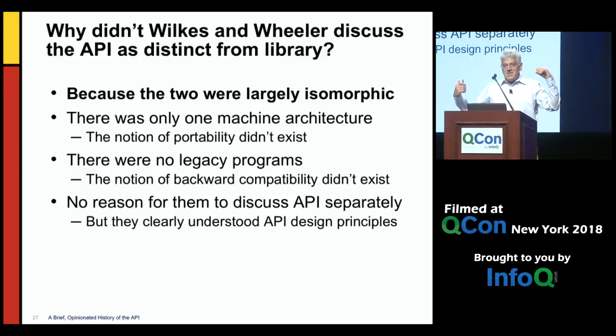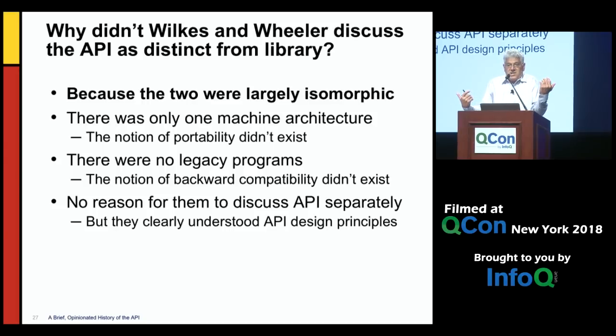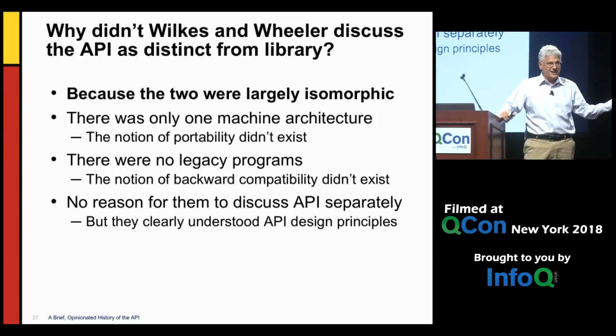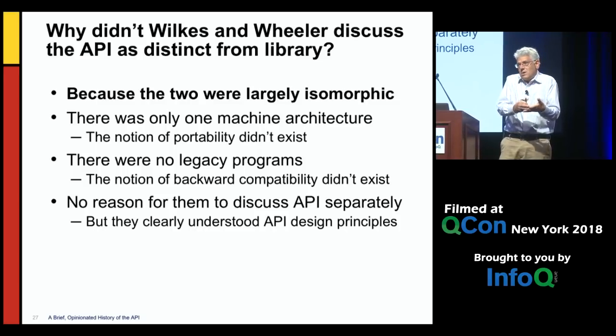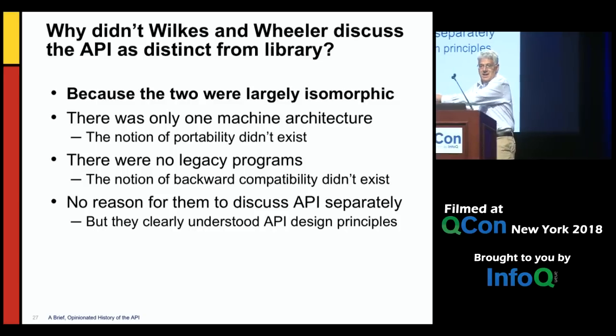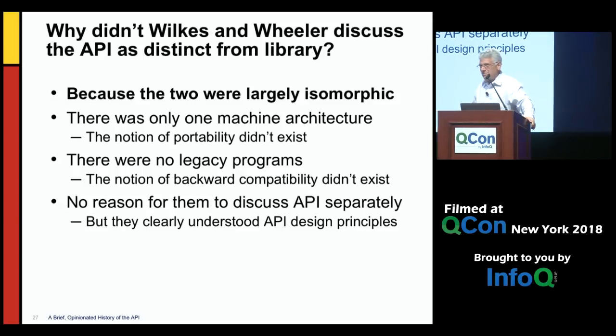There was only one machine architecture because this was the first machine ever built. And in fact, there was only one machine because this was the first machine ever built. So the notion of portability didn't exist. It's not like you would take a program written on one system and run it on another system with the same API. And there were no legacy programs because there were no programs.